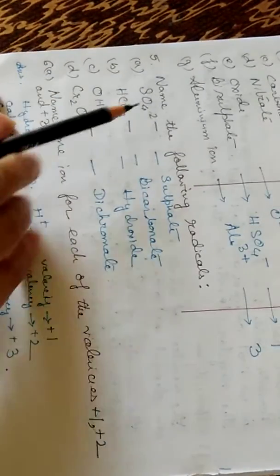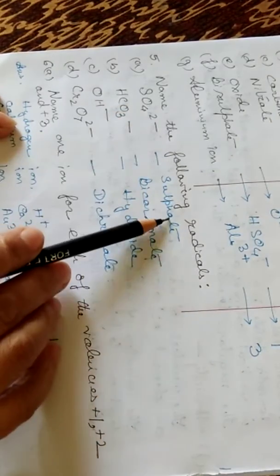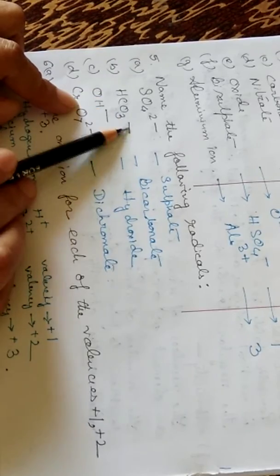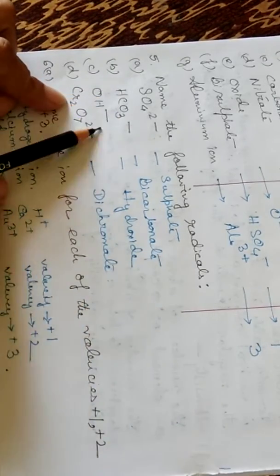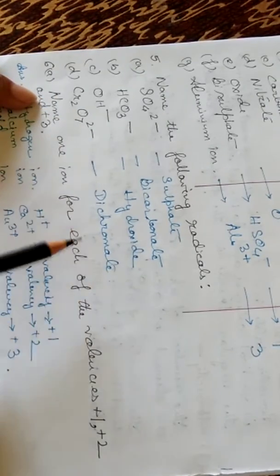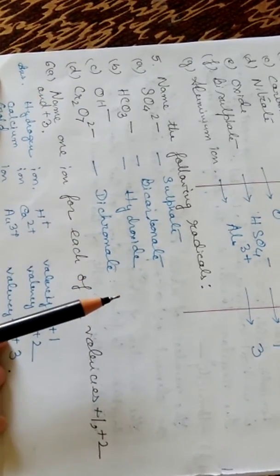Name the following radicals. SO4 2- means sulfate ion. Then HCO3- is bicarbonate. OH-, that is hydroxide. Cr2O7 2-, it's dichromate.